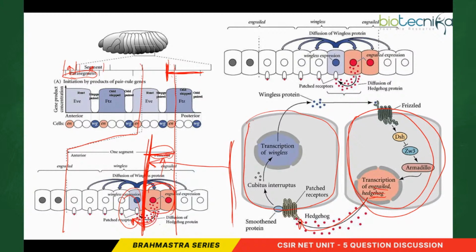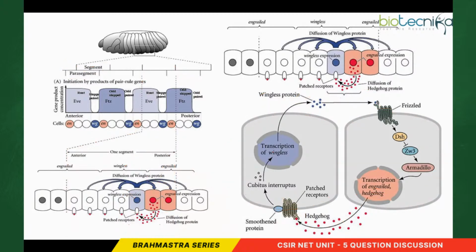Engrailed-expressing cells give signal to the cells present near them, and those cells will be releasing wingless. Then wingless goes and binds to these cells. So where is wingless expressed? It is expressed in the posterior portion of the parasegment and somewhat in the middle area of the segment. These all you should know. Wingless specifies the posterior of the parasegment. Engrailed specifies the anterior portion of the parasegment.